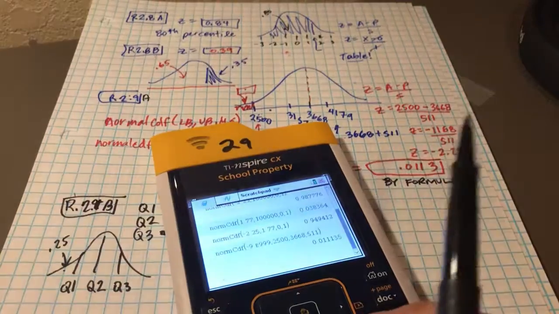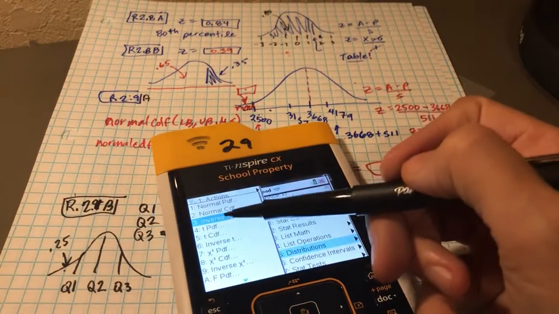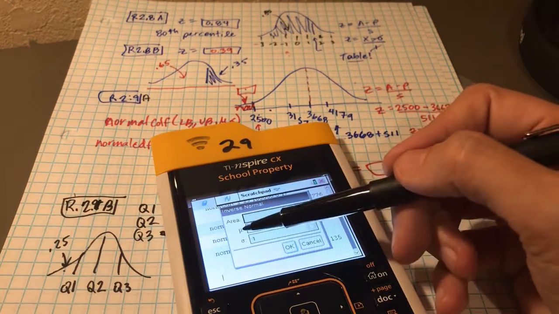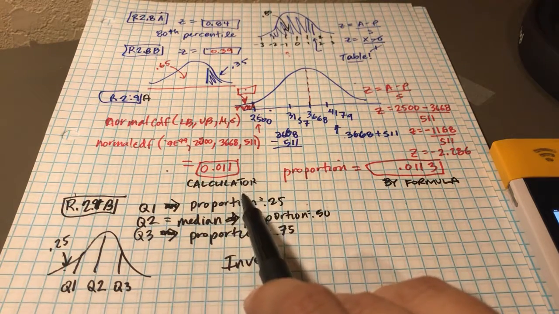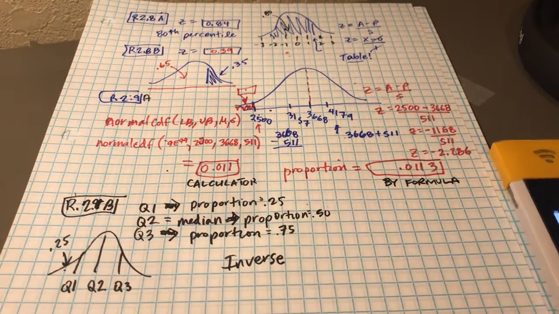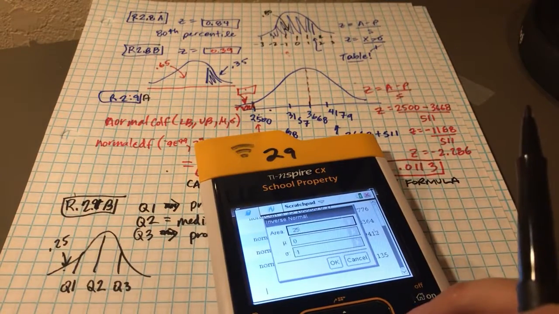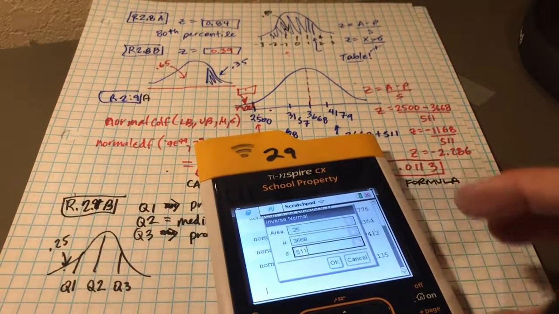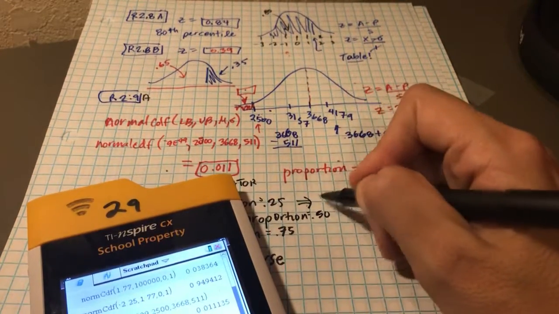Okay, so we're going to go to the same spot we went before, hit menu, distribution, inverse normal. That's what we want. And now I have some different information. They need inverse normal, area, mu, and standard deviation. Well, on the last problem, we were given mu as 3668 and the standard deviation is 511. So those haven't changed. Just these areas under the curve. So area 0.25, mu 3668, standard deviation 511. Enter. Enter. Great.